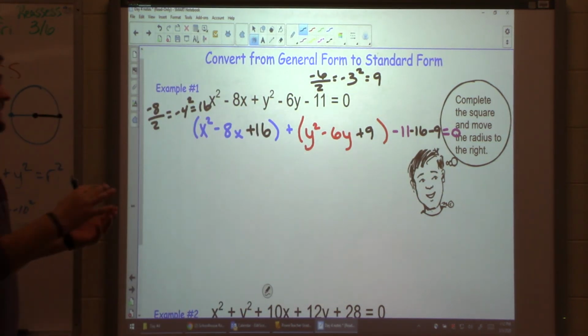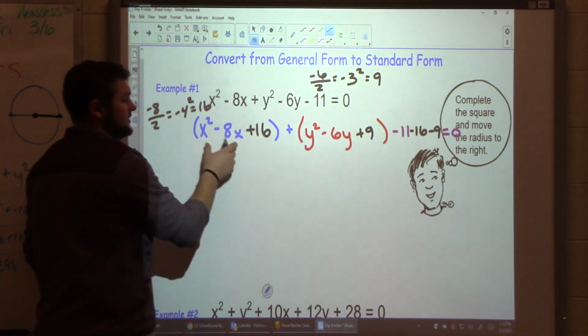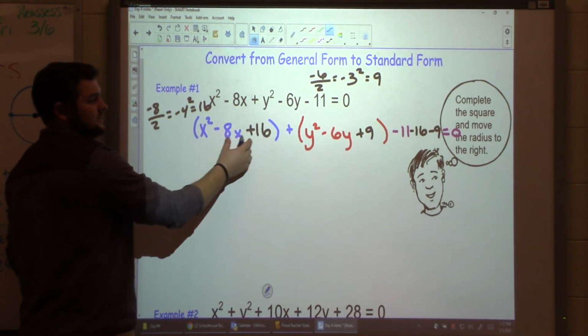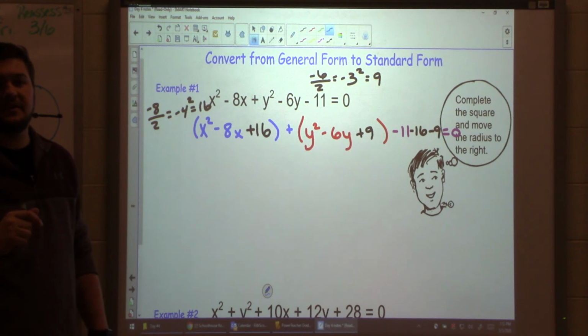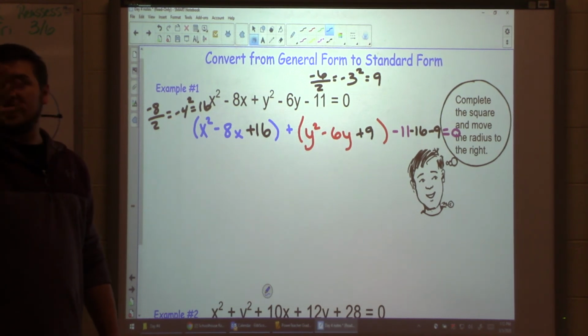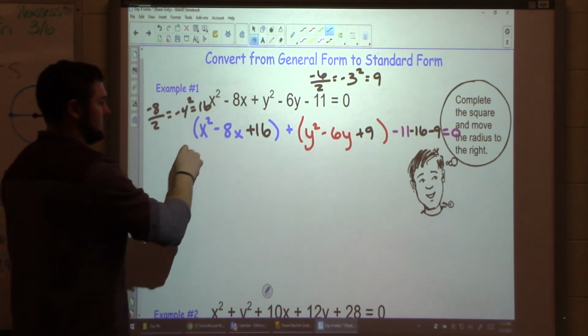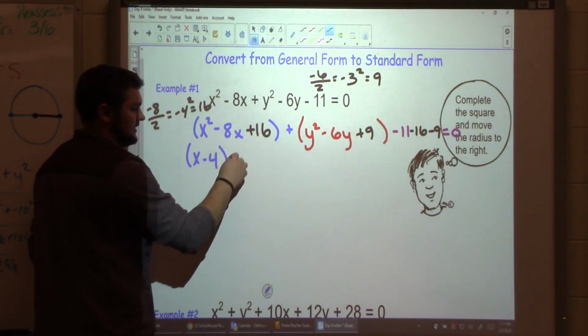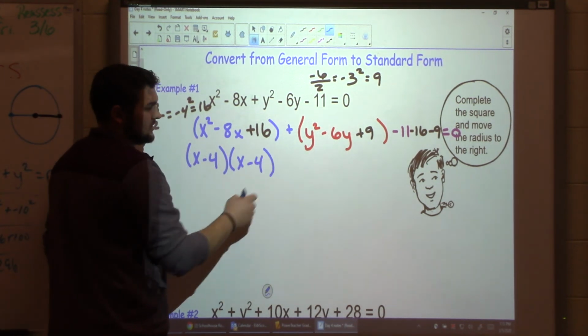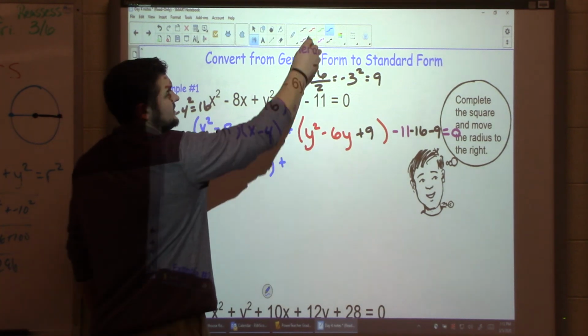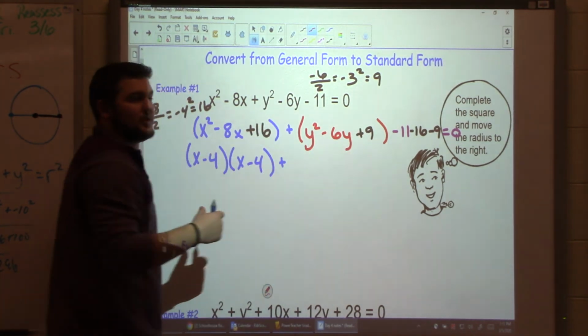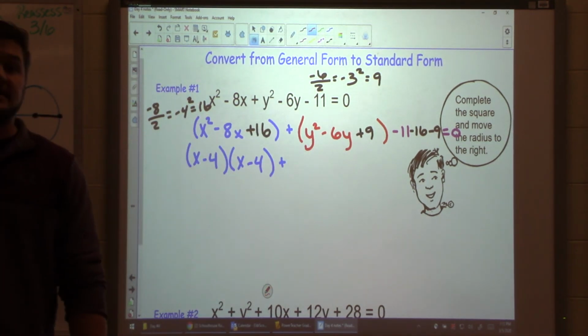Okay, so now we take each piece and we factor them. Well, what multiplies to 16 and adds to negative 8? Negative 4 and negative 4. So x minus 4 times x minus 4. Good. Plus, looking at my y's, what multiplies to 9 and adds to negative 6?